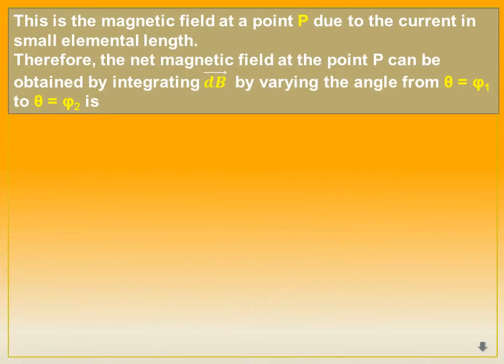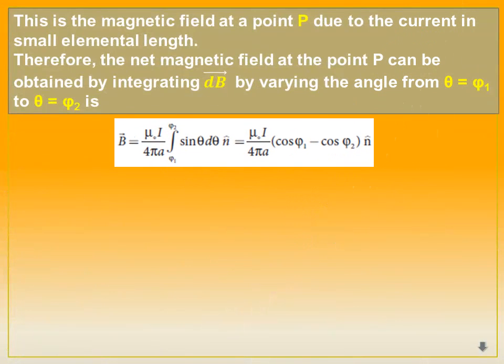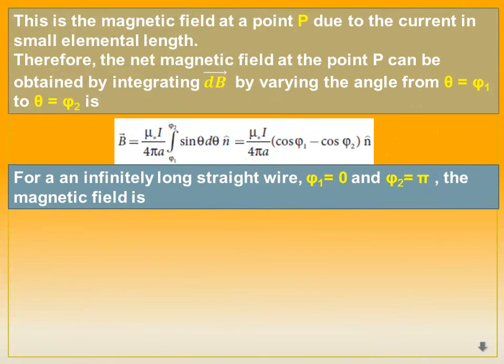This is the magnetic field at a point P due to the current in a small elemental length. Therefore, the net magnetic field at a point P can be obtained by integrating dB vector by varying the angle from theta is equal to phi 1 to theta is equal to phi 2. That is, B vector is equal to mu naught I by 4 pi a. We take that out of the integral and integrate from phi 1 to phi 2 sin theta d theta n cap, which is equal to mu naught I by 4 pi a into cos phi 1 minus cos phi 2 into n cap.